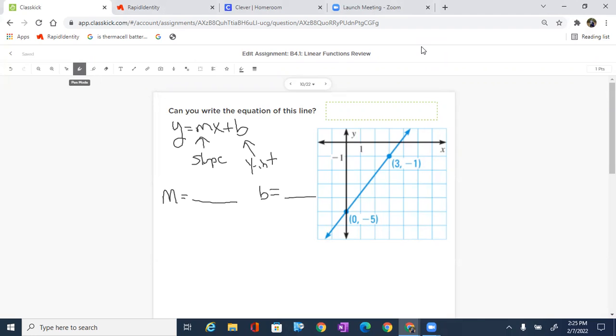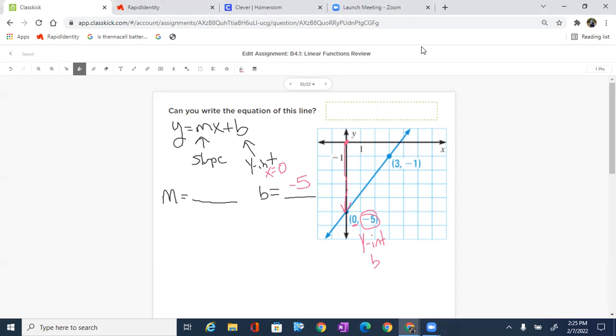Based off of the graph that you see, we may be able to identify what the y-intercept is automatically. Remember, the y-intercept is when x is equal to 0. If I go to x equals 0 on the grid and follow it straight down, you'll see that the y value is -5. So this tells us that -5 is our y-intercept, and that is our b value. I'm going to put -5 in this spot.